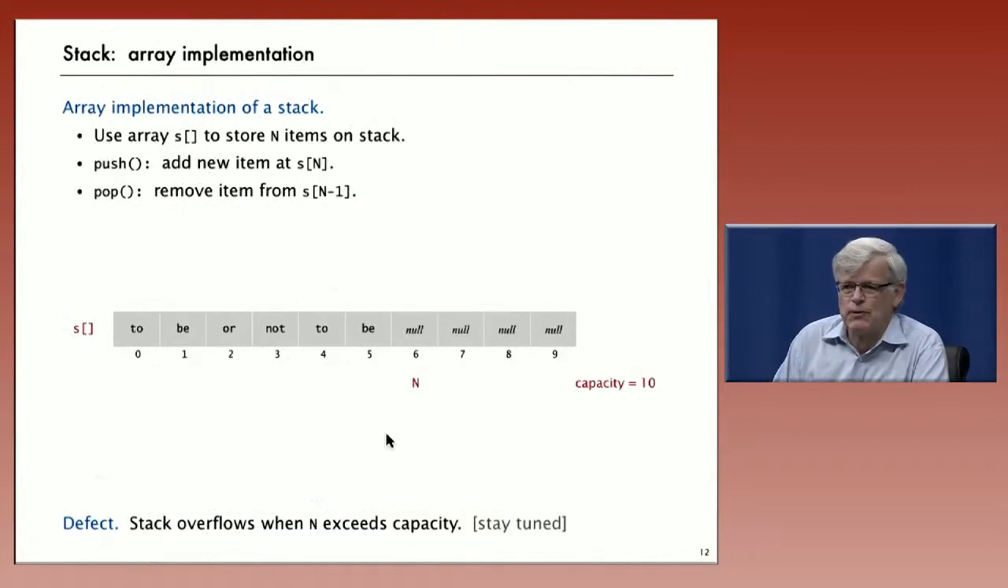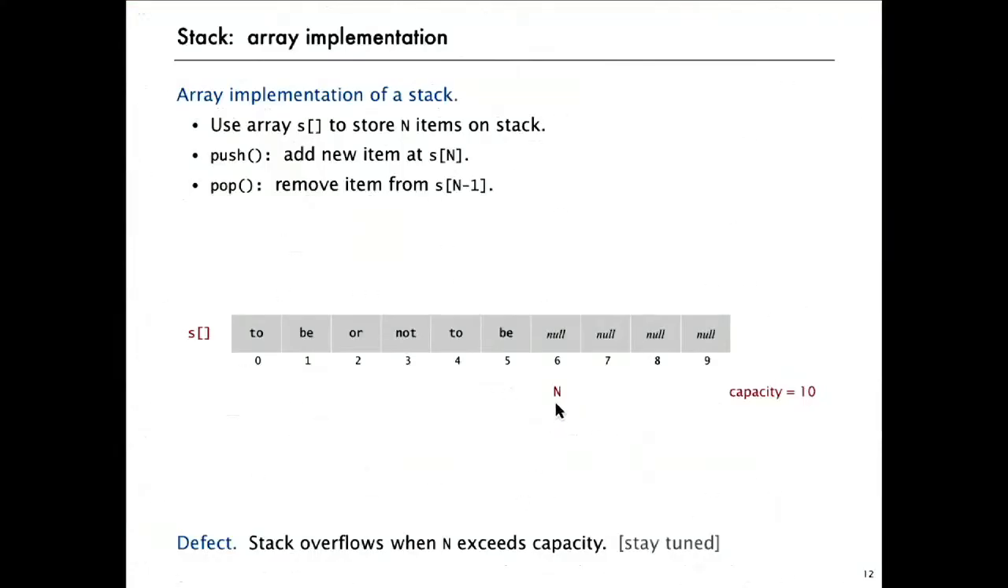All right, so to use an array, we just keep the n items on the stack in the array. And the array location with index n is the top of the stack, where the next item is going to go. So to push, we just add a new item at s[n], and to pop, we remove the item at s[n-1] and decrement n.